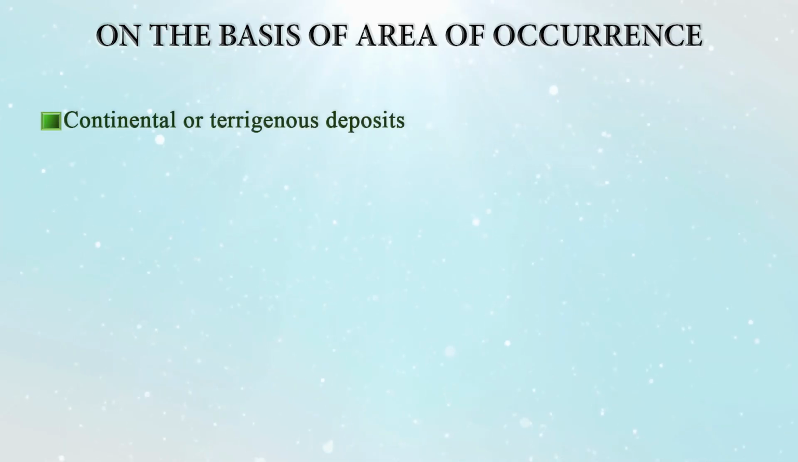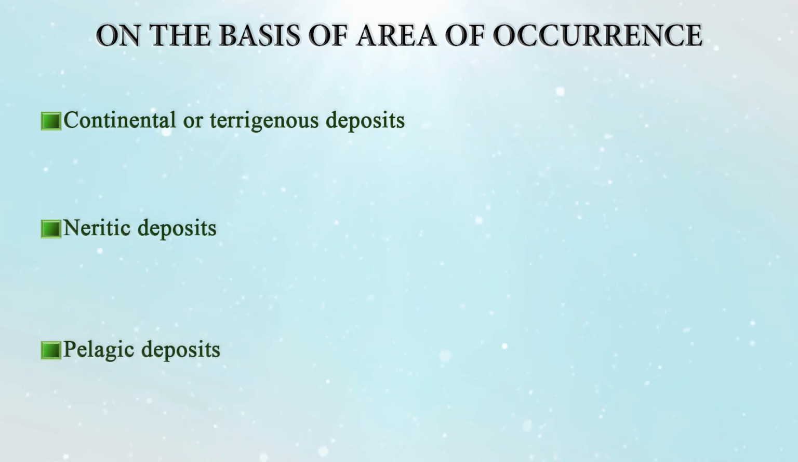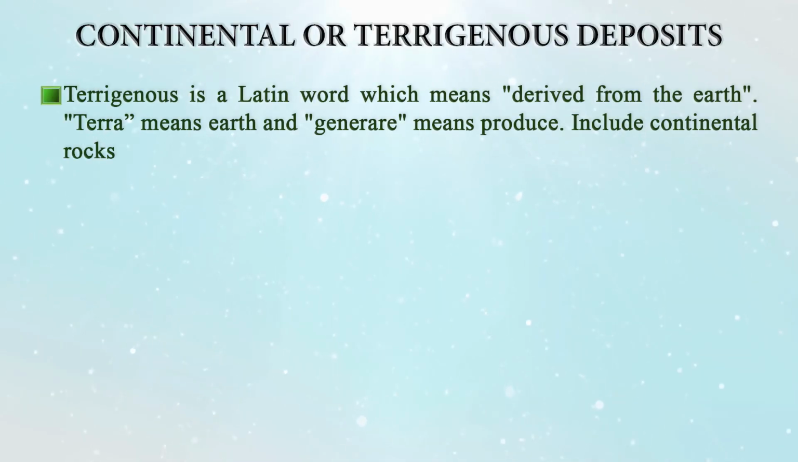So on the basis of area of occurrence, we divide ocean deposits into continental or terrigenous deposits, neritic deposits and pelagic deposits. So continental, as the word suggests, are those deposits which are continental in origin, and the word terrigenous is a Latin word which means derived from the earth. Terra means earth and genere means produce. It includes the continental rocks.